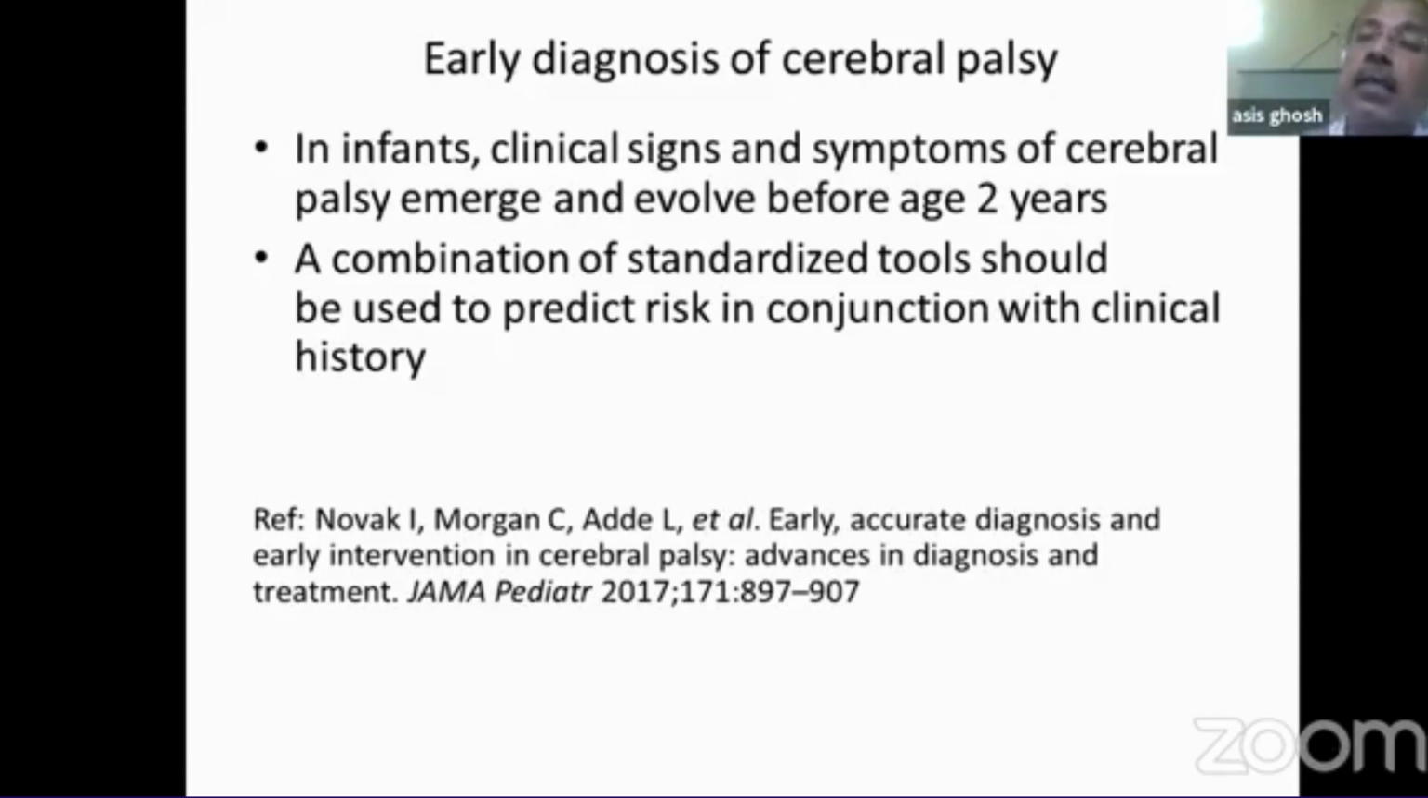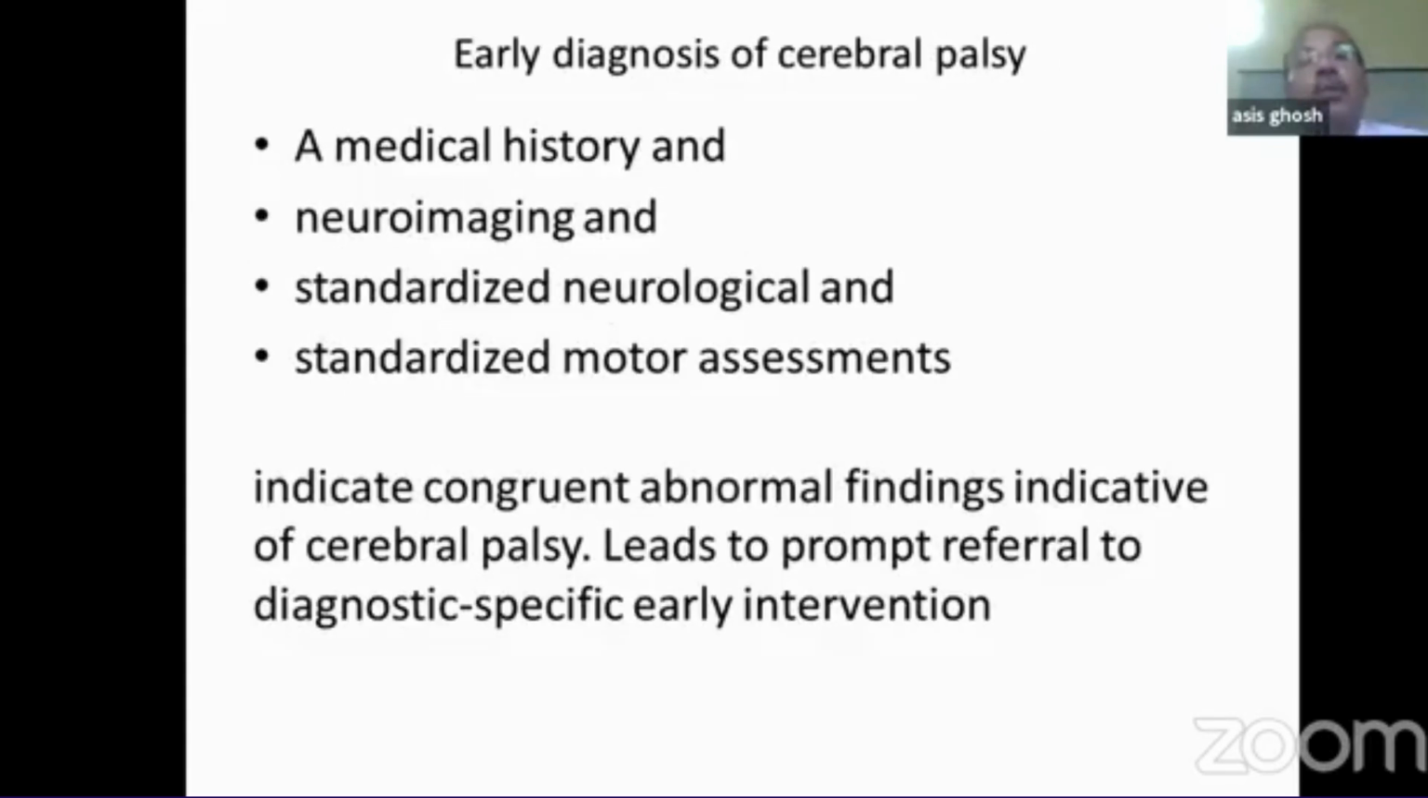But in order to identify very subtle signs, and if we can correlate that with the birth history or medical history, then we can definitely find out certain subtle signs which, if they can be treated earlier, can be intervened earlier, the chances of better improvement we can see. So a combination of standardized tools should be used to predict risk in conjunction with clinical history. So a medical history and neuroimaging and standardized neurological and standardized motor assessments.